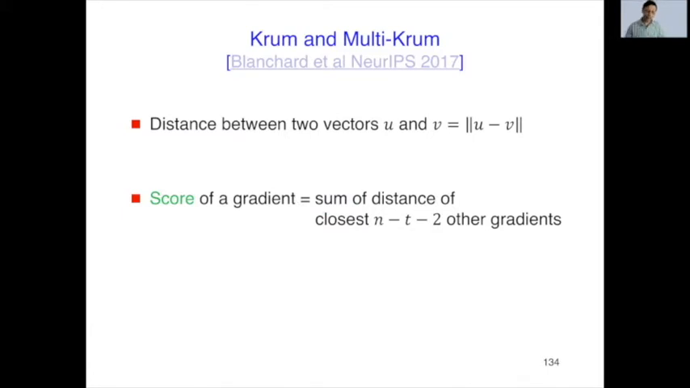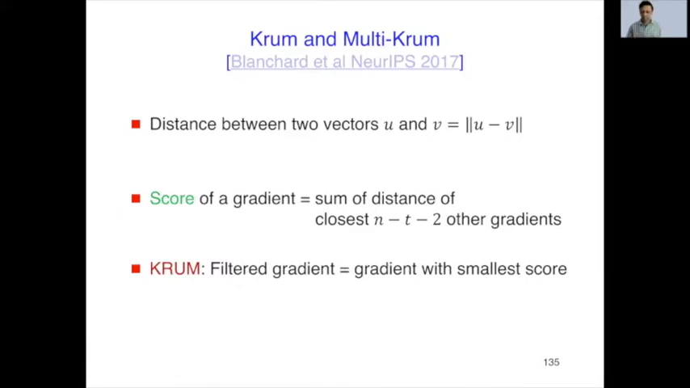We have to compute the score for every one of the n gradients. And then the output of this filter called crumb is the gradient with the smallest score. And intuitively, what we are doing is basically picking the output of the filter as a gradient that is close to most of the good gradients. That's the intuition behind it.